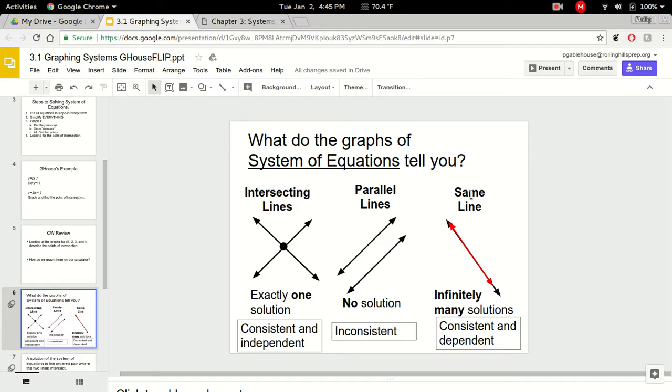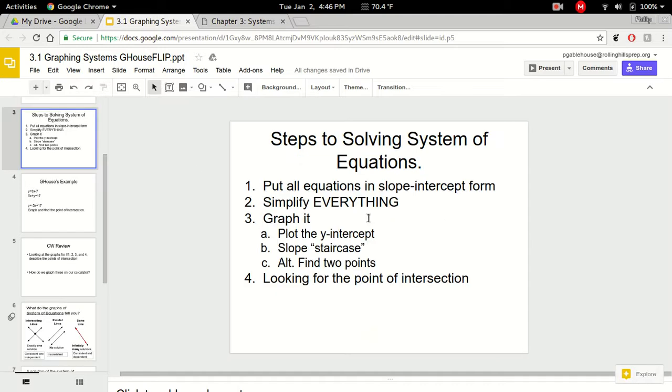And then we have the same line. This is the dependent scenario. You're going to see one of these in the examples in a minute when we go through those. This is when you have the same line. This only happens in a scenario where you didn't simplify everything. This is why I have you simplify everything.